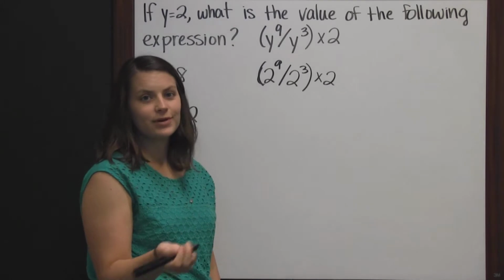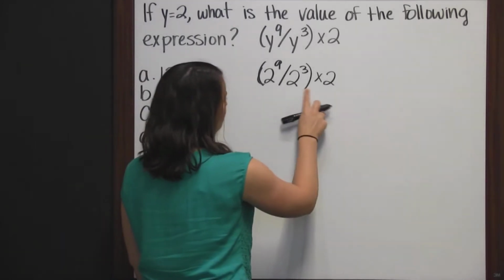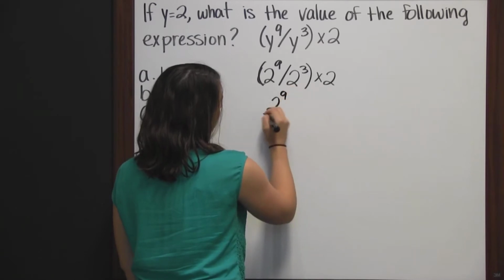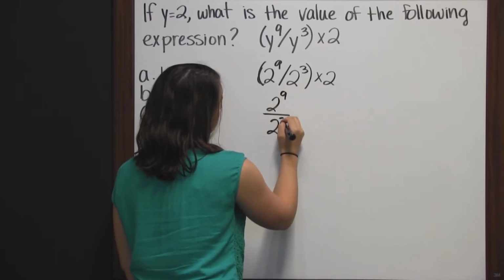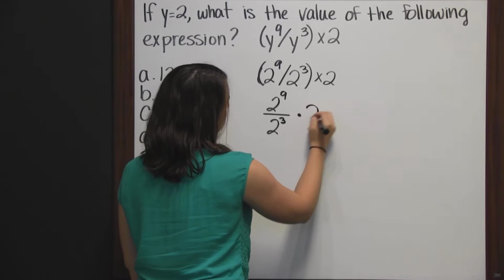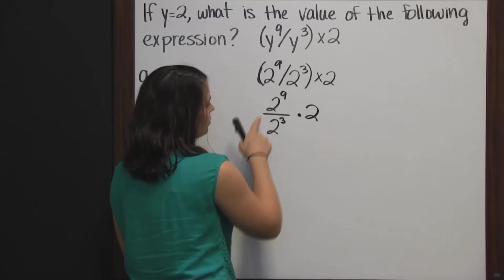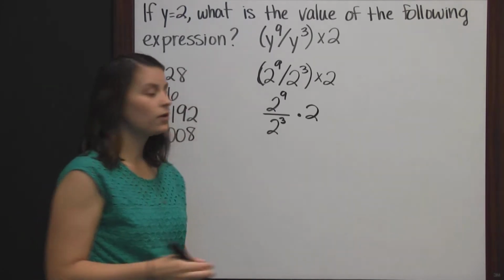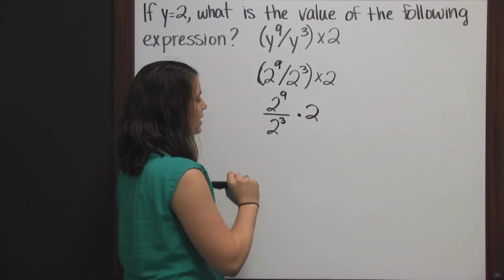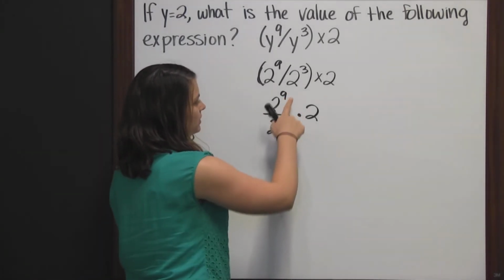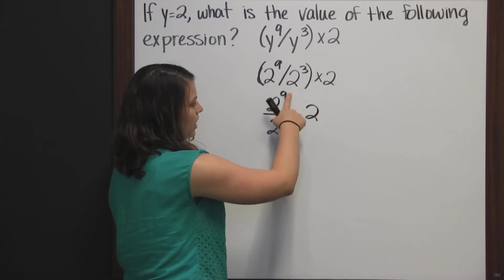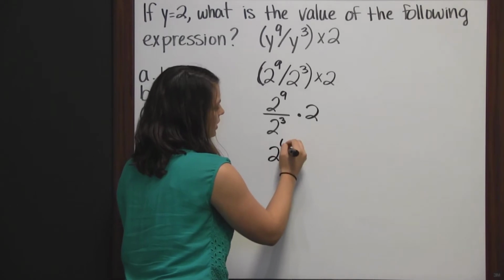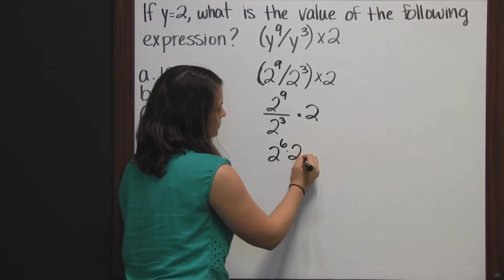And what I want to do is rewrite it. I prefer my fractions to be stacked, so I'm going to rewrite this as 2 to the 9th divided by 2 cubed, times 2. When we're dividing and our bases are the same, so in this case 2 is our base and it's the same, we simply subtract our exponents. 9 minus 3 is 6, so that's 2 to the 6th times 2.